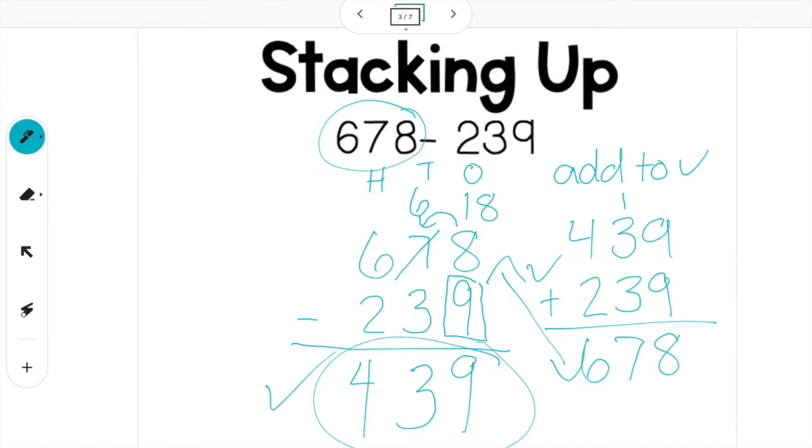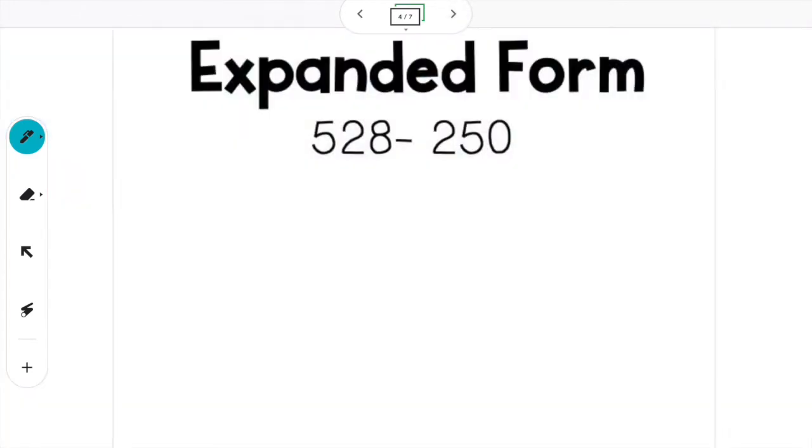All right, let's look at the next strategy. The next strategy is expanded form. So when I'm doing expanded form, I'm breaking apart the numbers.